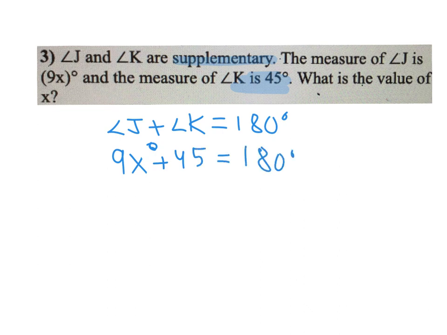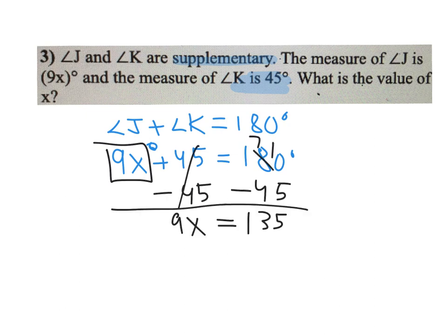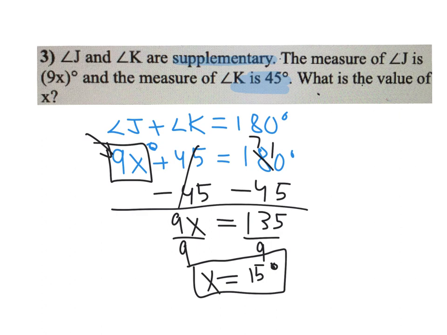Now, this is just a two-step equation that we've been solving using our opposite operations. So put a box around it that tells us to leave it alone. And the opposite of adding 45 is subtracting 45 to both sides. Our final step, we're going to divide by our coefficient number. That's the number inside of the box. And if you divide by 9 on both sides, you're going to get x is equal to 15 degrees.